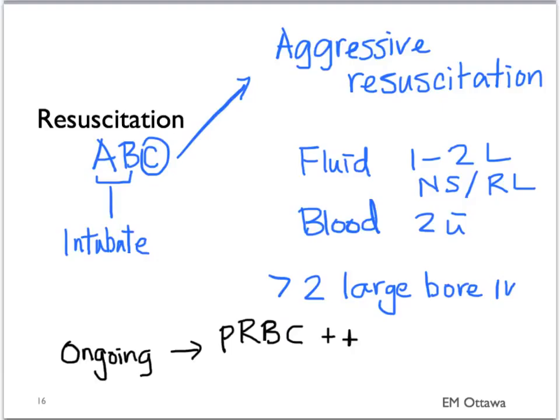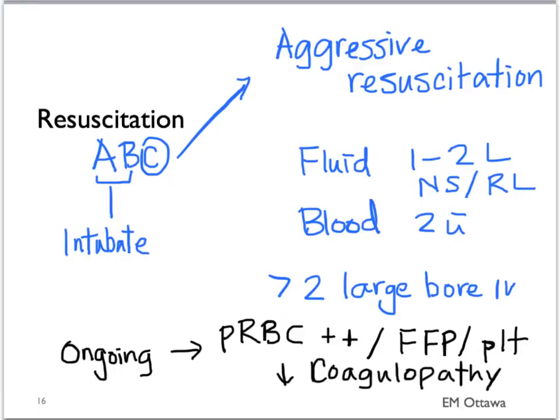Therefore, we can order more units of packed red blood cells. And since the patient will likely undergo a massive transfusion, platelets and FFP is something that the anesthetist will probably order in the operating room. That will decrease the coagulopathy that's associated with massive transfusion. Once the fluid and blood resuscitation is ongoing, you can also order blood work at the same time. Things like CBC and coagulation study might be useful for the surgeons later on.